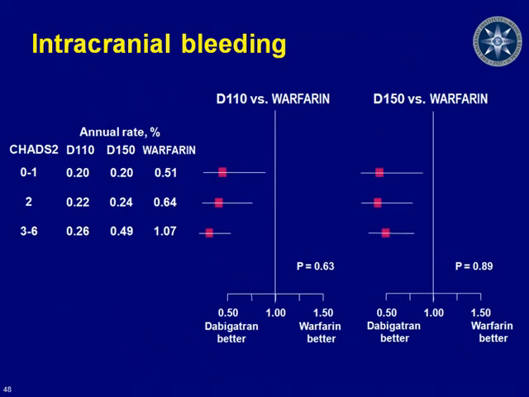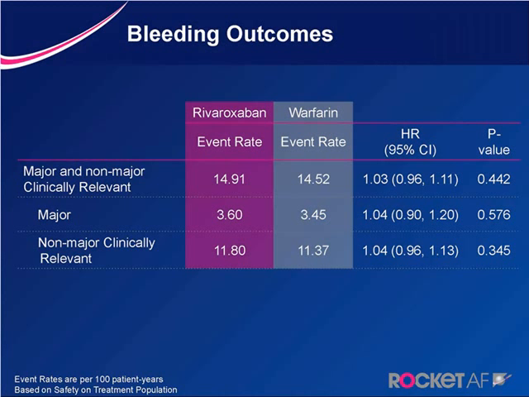Now, this next slide shows intracranial bleeding by CHAD score, and once again you can see for both the 150 and the 110 dose, there is a very substantial reduction in intracranial hemorrhage reported by the Dabigatran across all this profile. Getting back to the ROCKET trial, focusing on major bleeding, this trial, as I explained earlier, showed non-inferiority to Warfarin and a 4% non-statistically significant increase in major bleeding.